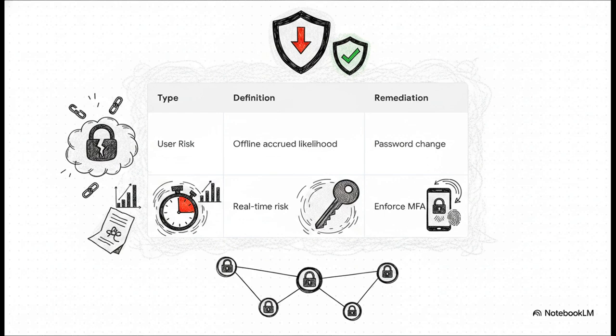User risk is the offline, accrued likelihood that an identity has been compromised, usually based on past behavior and leaked credentials found on the dark web. Sign-in risk, on the other hand, is evaluated in real time during the actual authentication attempt. Sign-in risk can be remediated right then and there with multi-factor authentication, whereas user risk generally requires a full password change to mitigate that accrued offline risk.